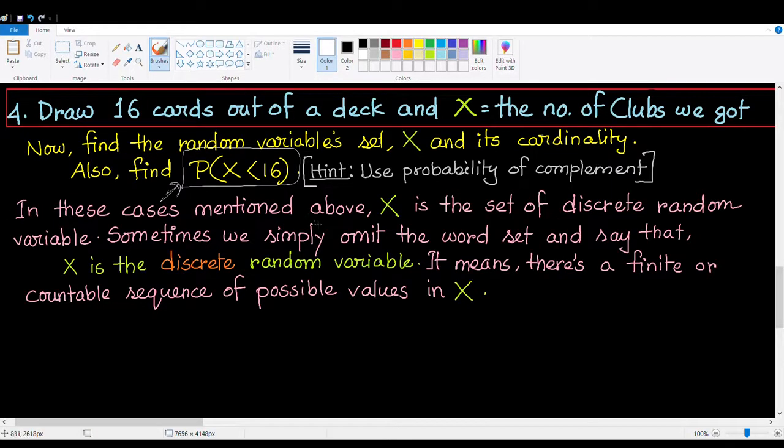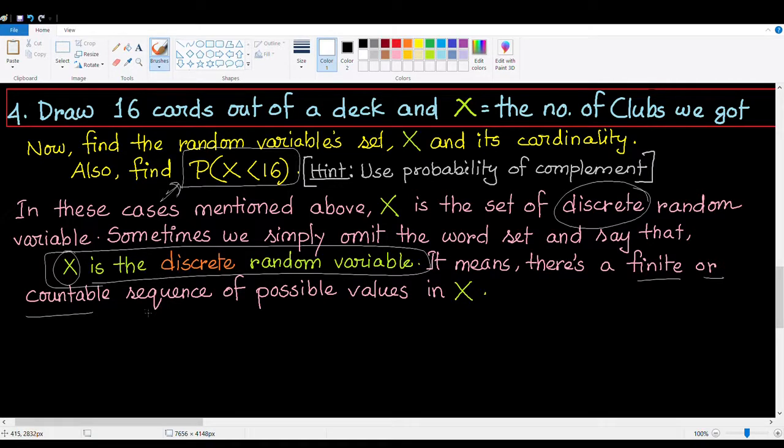So in this case, as mentioned above, you see that X is the set of discrete random variables. All of the X's contain discrete elements like 1, 2, 3, 4, 5, 6, 7, 8, 9, 10. Sometimes we simply omit the word set while talking about X, and we say that capital X is the discrete random variable instead of a set of discrete random variables. It means that there's a finite or a countable sequence of possible values in X.